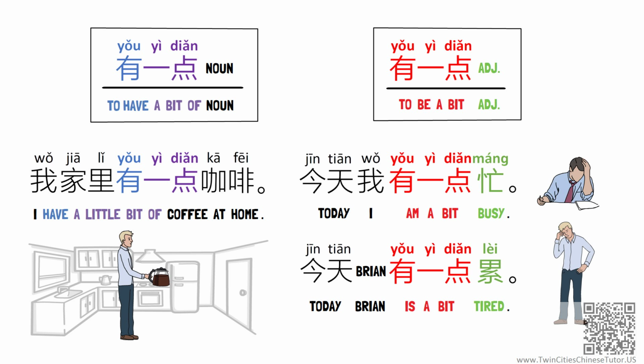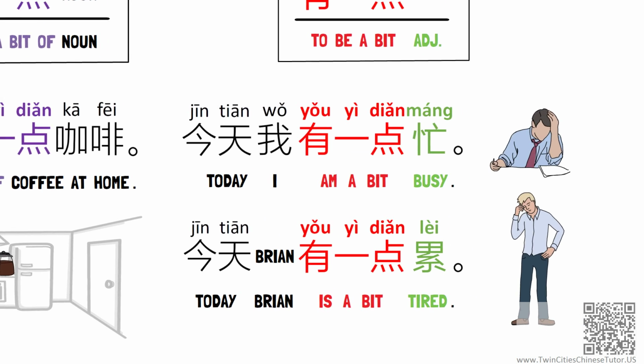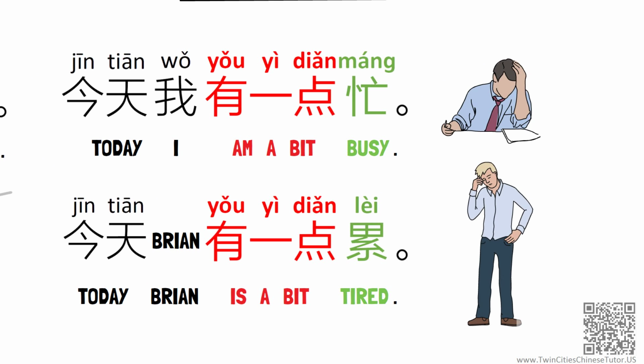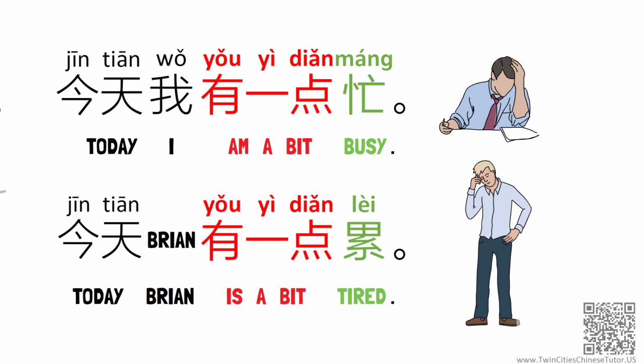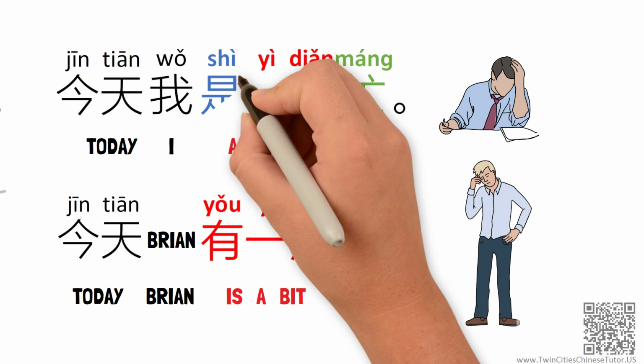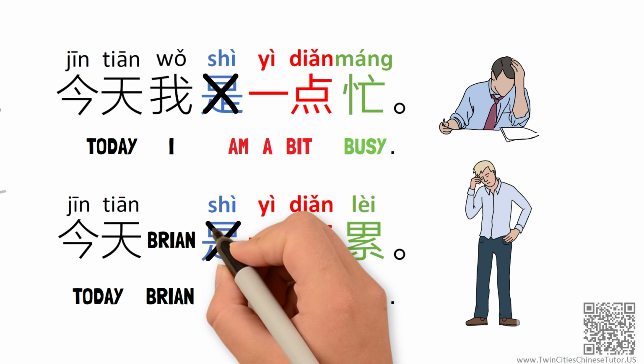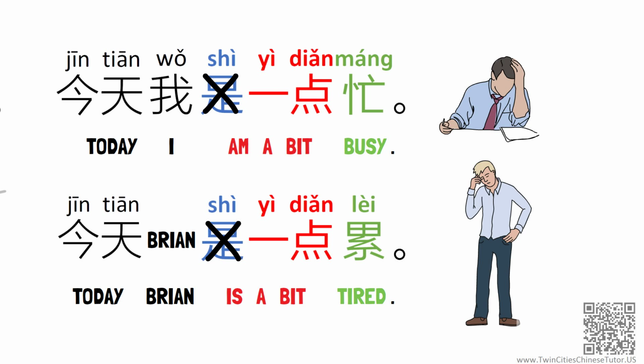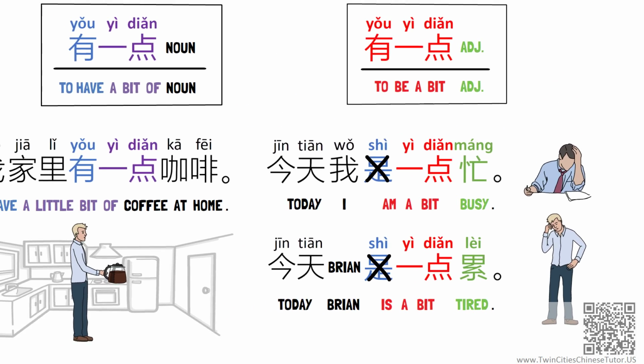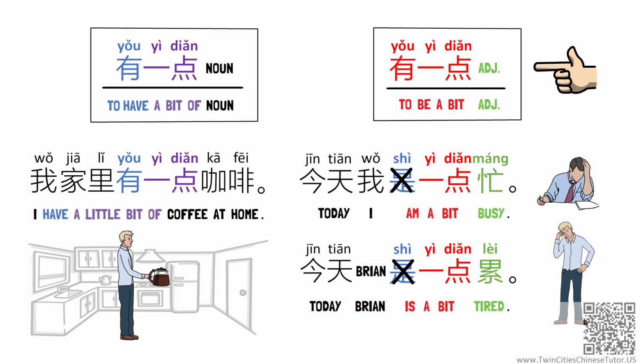An important thing to notice is that when it comes to constructing a sentence involving a bit of adjective, we have to include 有, otherwise it will be grammatically wrong. For example, we can never say things like 今天我是一点忙 or 今天 Brian 是一点累. Even though these phrases might sound pretty good to an English speaker's ears, these are common mistakes often made by beginner students. To make things more clear, just remember, when you want to say a bit of adjective, 有一点 is the one to use. When you want to say a bit of noun, 一点 is the one to use.